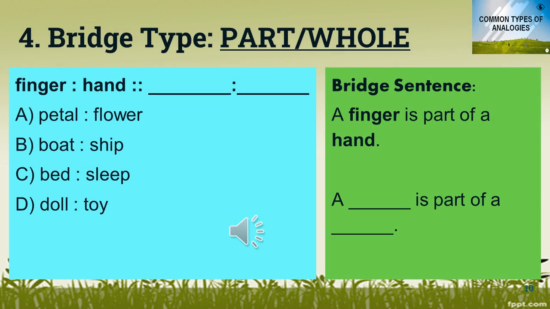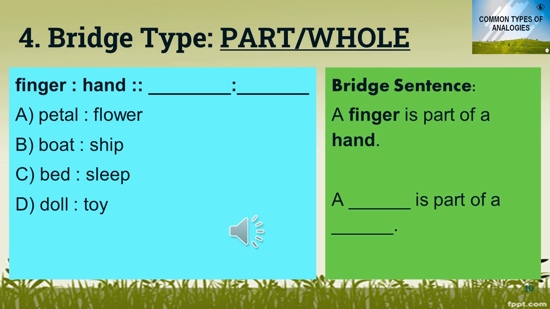The fourth bridge type is part to whole analogy. So let us try to solve this analogy using this bridge type. Finger is to hand as blank is to blank. The bridge sentence is, a finger is part of a hand.